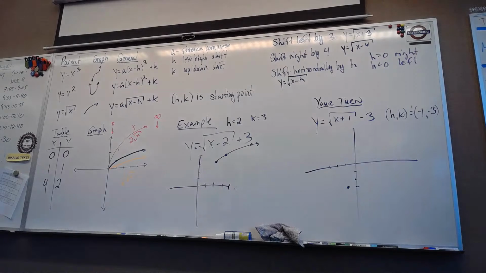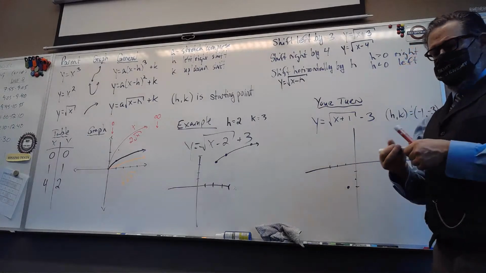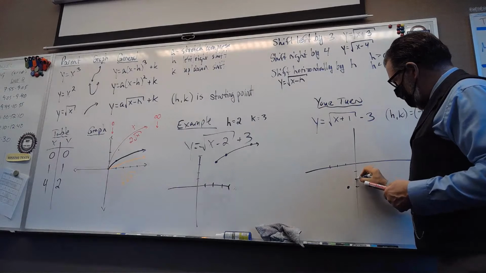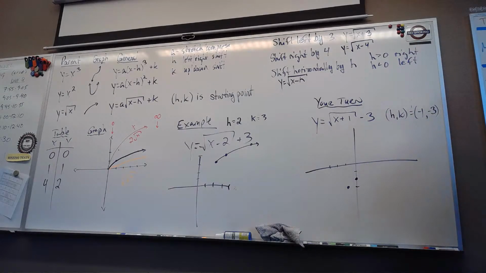Where is my next point? Isaac. 0, -2. How'd you get there? Over 1, up 1. You could say 0, -2, or you could just say to yourself over 1, up 1. Either way is going to get you there. Over 1, up 1 is less thinking. Boom, you got a point on the graph.